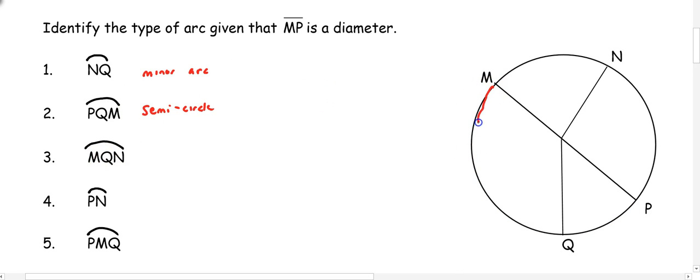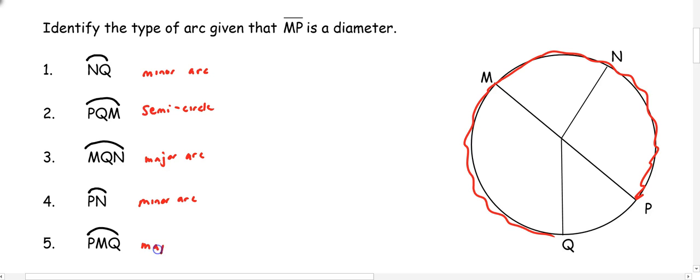MQN. So M to Q to N is larger than half the circle. It's 3 letters, so this has to be a major arc. PN. So from P to N is 2 letters. This has to be a minor arc. And then we have P to M to Q. So P follow to M follow to Q. It's larger than the semicircle, so it's a major arc.